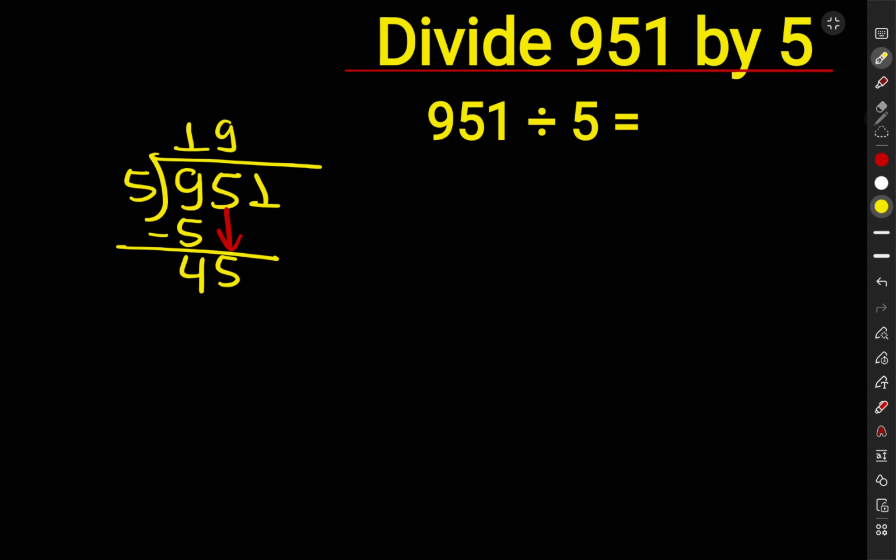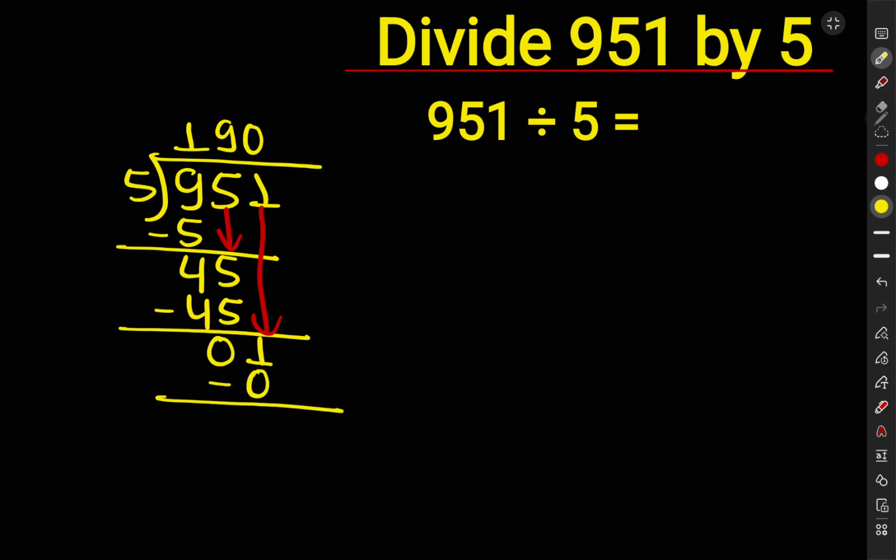5 times 9 is 45. On subtracting we get 0. So again we put down this 1 and 5 times 0 means 0. On subtracting we get 1.